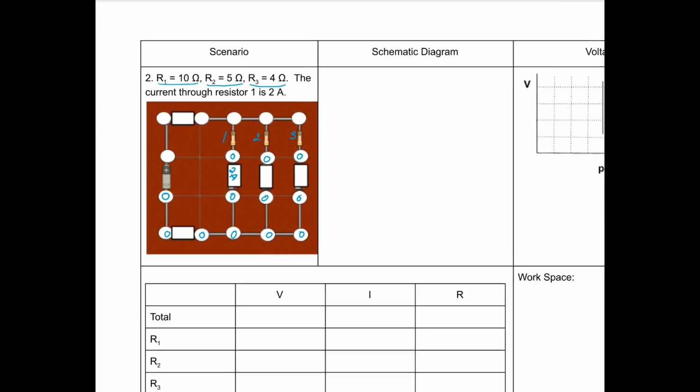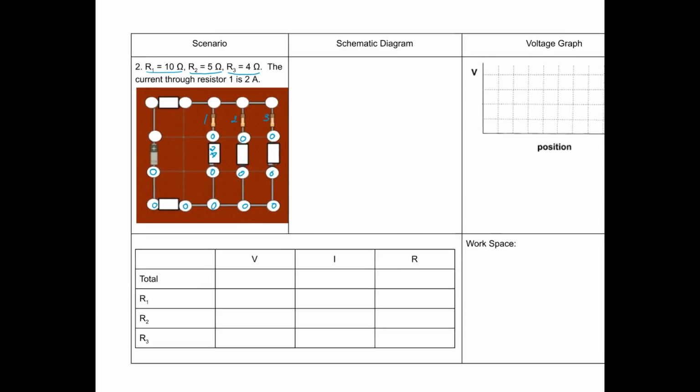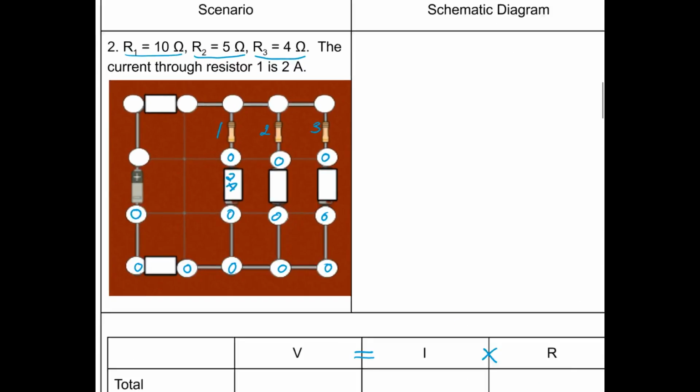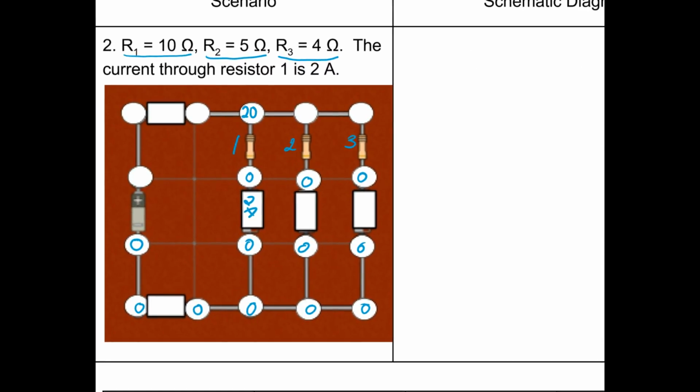All right, so let's fill out our table information that was given to us. R1 is 10 ohms, R2 is 5 ohms, and R3 is 4 ohms. The current through resistor 1 is going to be 2 amps. Now we know what the voltage drop is going to be, because remember that V is equal to I times R. So if we multiply 2 and 10, we're going to get 20 volts. So that means that in this picture, this is going to be 20.